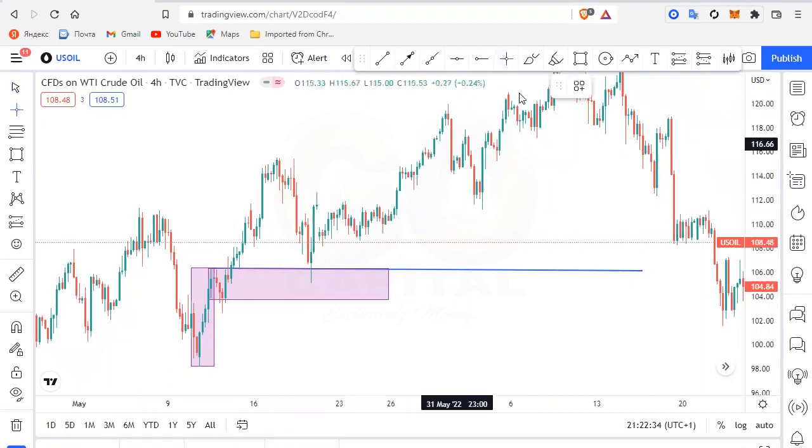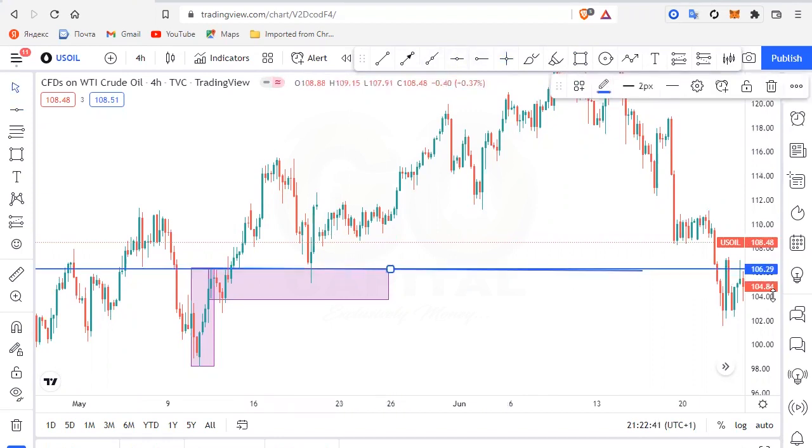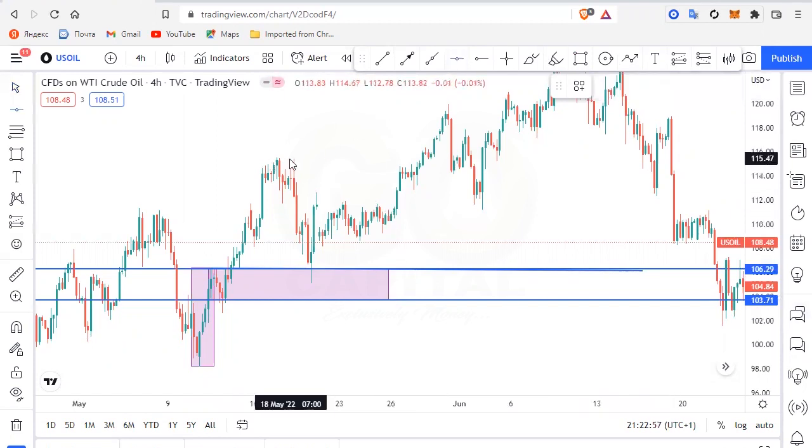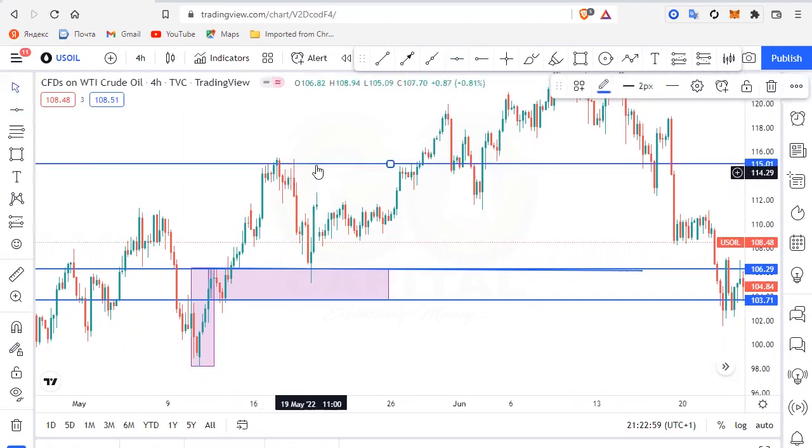So I put my cursor, or this particular type of ray, and I will know the price level. This is the price level, 106.29, and then my stop loss will be below this block here, so I can choose 103.71. Then I will say TP. My TP will now be the next high. If you check this very well, this is more than 1:2.